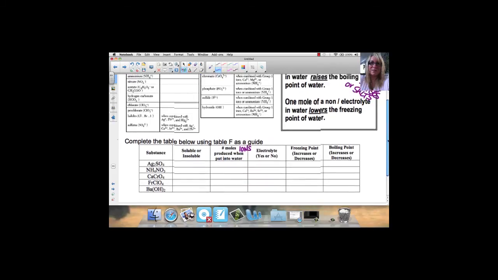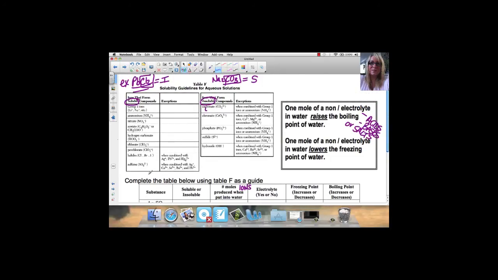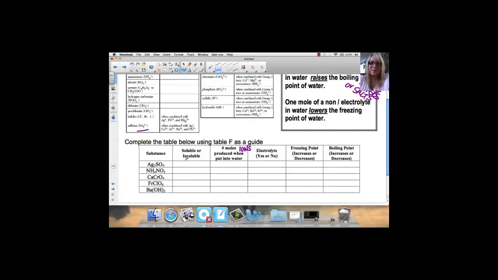So let's look at Ag2SO4. We're going to find the SO4 first. The SO4 is soluble unless combined with, oh, there it is, Ag. So this is going to be insoluble. So since it's insoluble, we're not even going to answer the rest of this because that means it forms a precipitate.